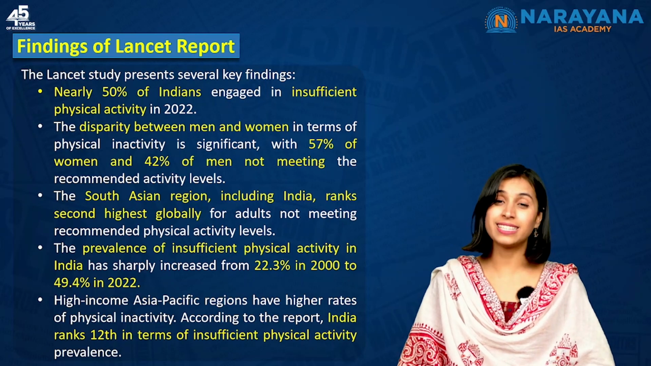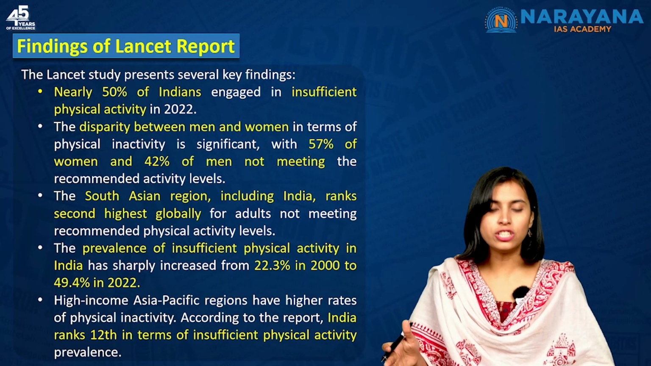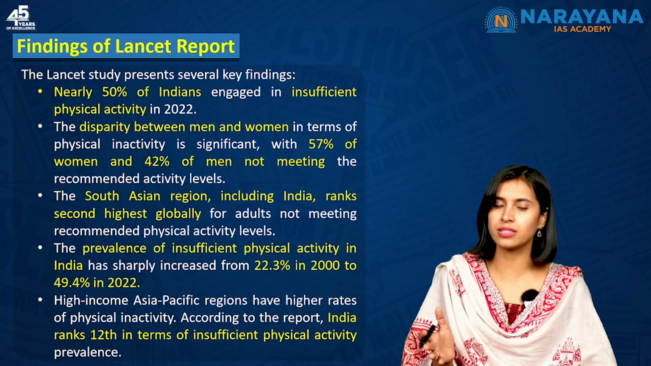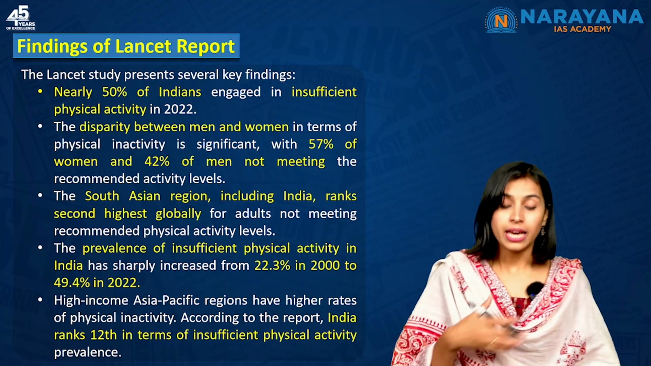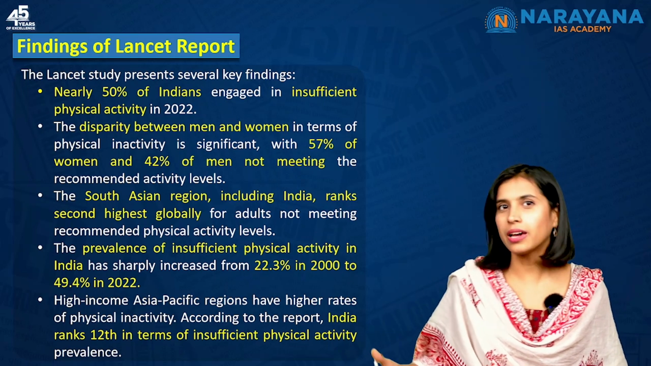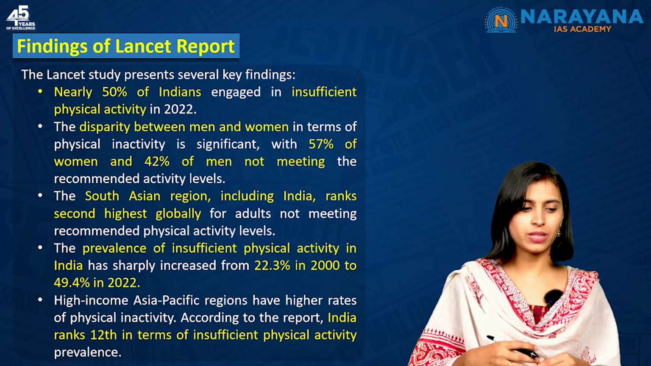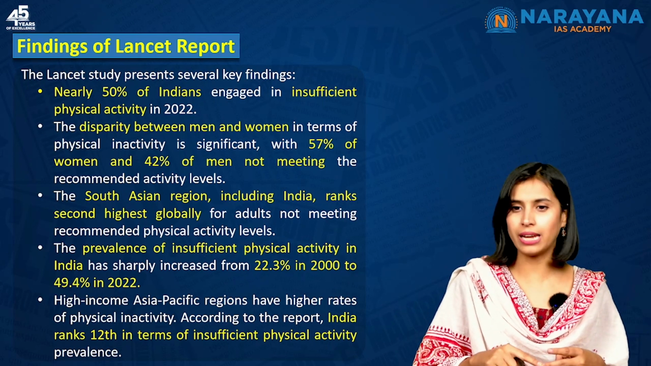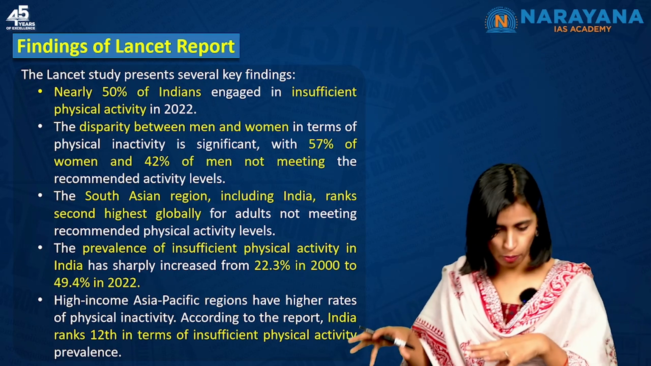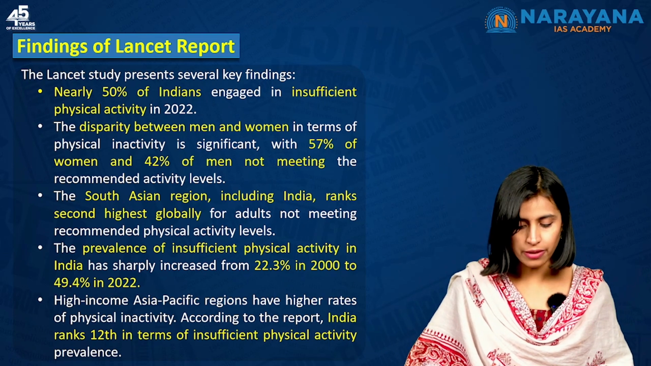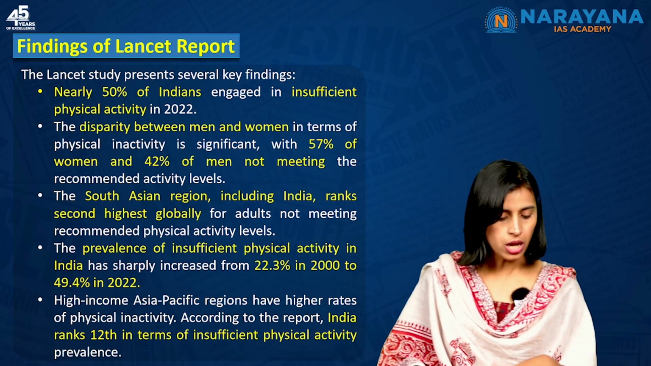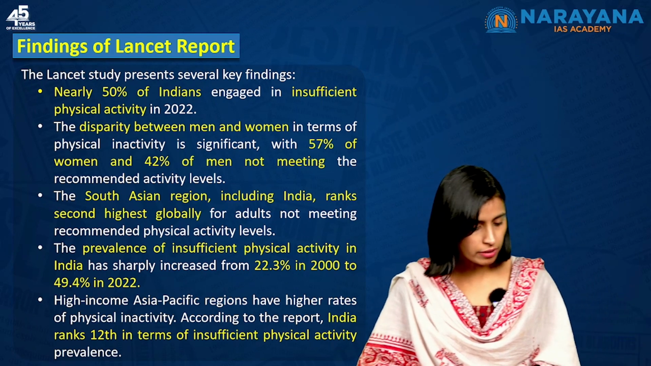Now, moving on to what is the finding of the Lancet report. The Lancet report says that at least 50% of Indians are engaged in insufficient physical activity. Half of the Indians are not doing enough physical activity. The article also says that there is enough disparity between men and women, because there are more cultural barriers against women, where it is not favored for her to go outside and do physical activity, and a lot of modesty is imposed upon her, which has actually restricted their physical movement as well. The disparity is to such a level that 57% of the women do not meet the criteria against the 42% of men who are not doing enough physical activity.